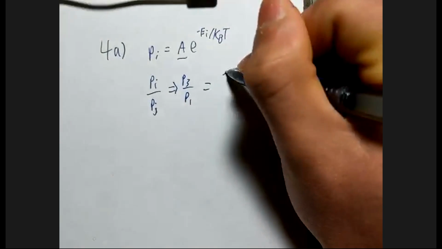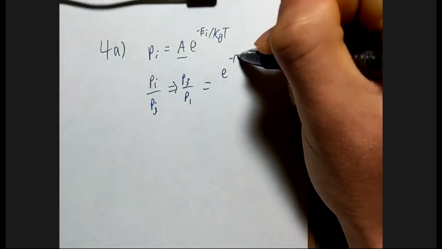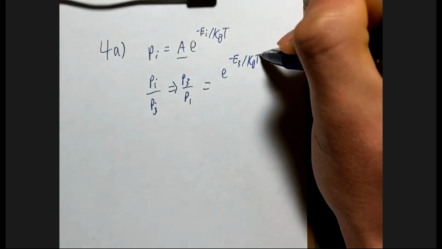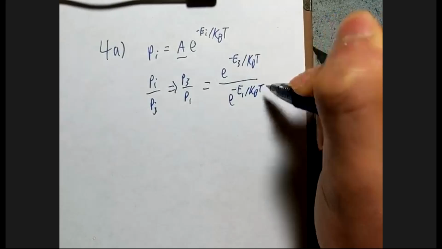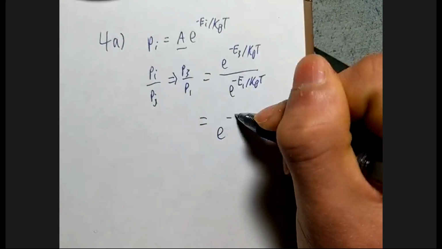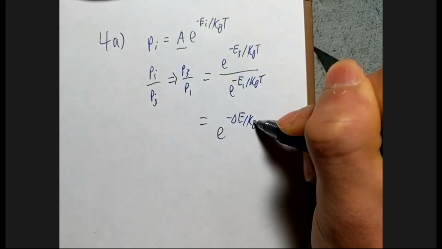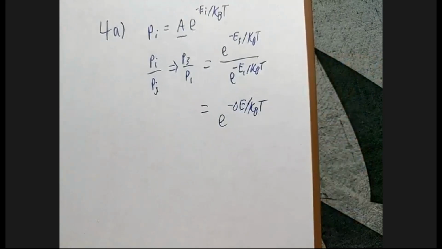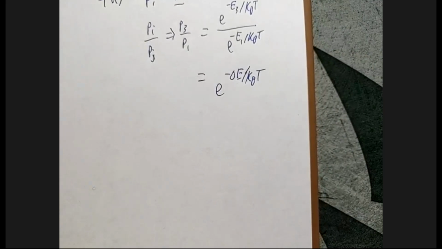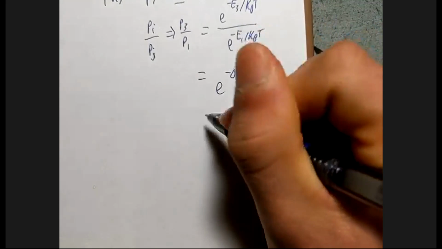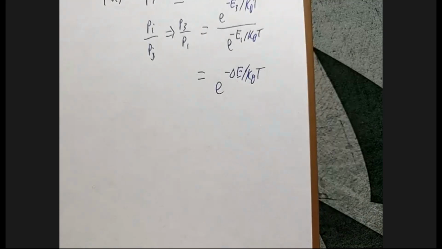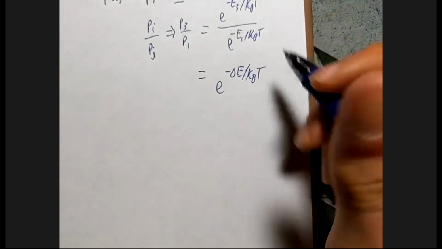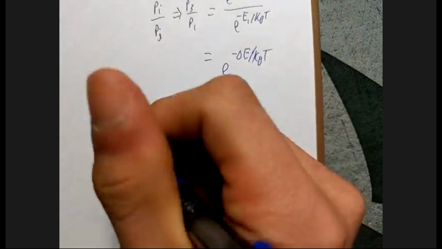P3 over P1 will then equal e to the negative E3 over kBT over e to the negative E1 over kBT. This can be rewritten as e to the negative change in energy over kBT, which should be a familiar equation. Looking at the figure, you should be able to see that this change in E would be 3 kBT, since molecule 3 is at 3 kBT and molecule 1 is at 0. You should be able to calculate that and find an actual value.